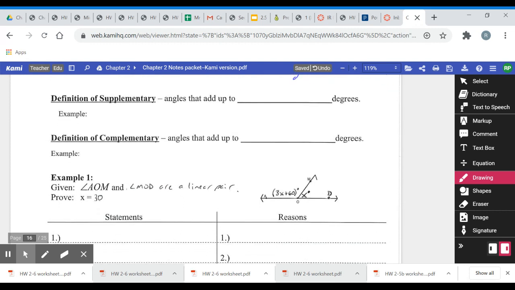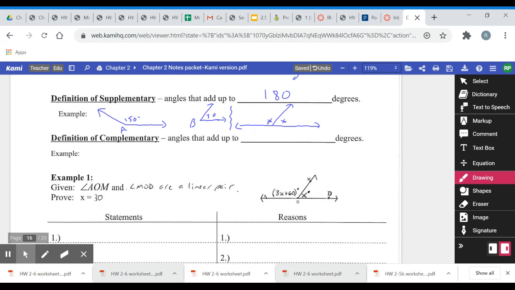All right, next one is definition of supplementary, angles that add up to 180 degrees. Don't forget about the examples that we went over in chapter 1. Supplementary angles can be two completely separate angles. Say I call this one 150 and this one 30. That would be a pair of, I could say angle A and angle B are supplementary. But I could also have a linear pair, two angles forming a straight line, and those two angles could also be supplementary.